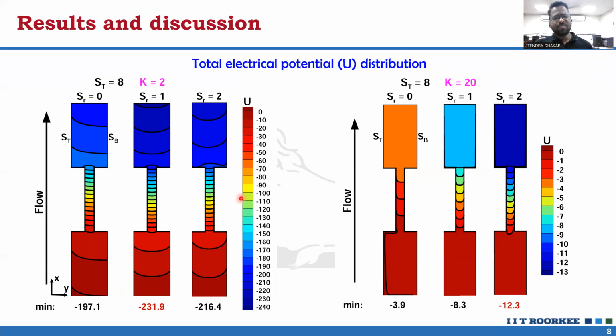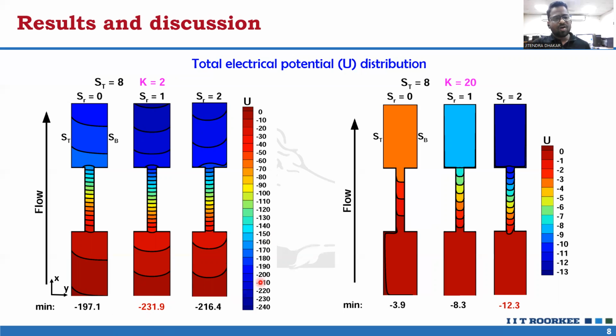And the absolute value of the total electric potential increases with increasing SR from 0 to 1 and decreases with increasing further SR from 1 to 2, because increasing in the SR enhances the electrostatic forces near the wall, and that increases the U. But at higher SR and small k, when EDL overlap, the forces are much stronger and resist the charge flow. That reduces the streaming current and further streaming potential.